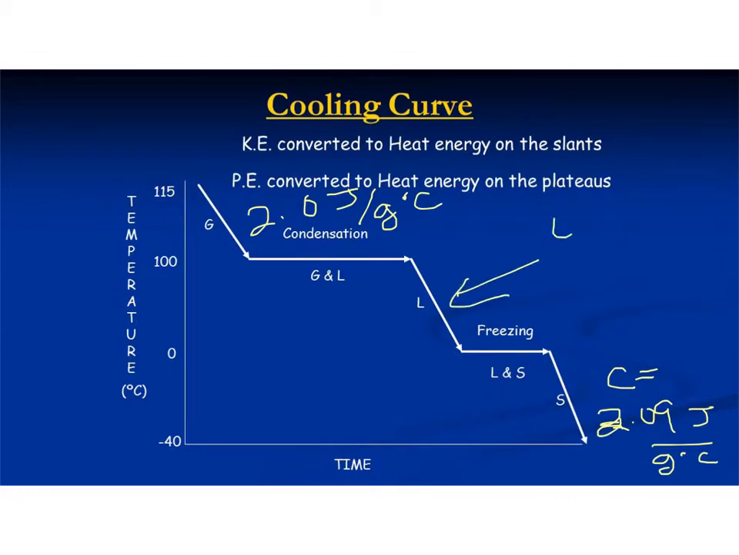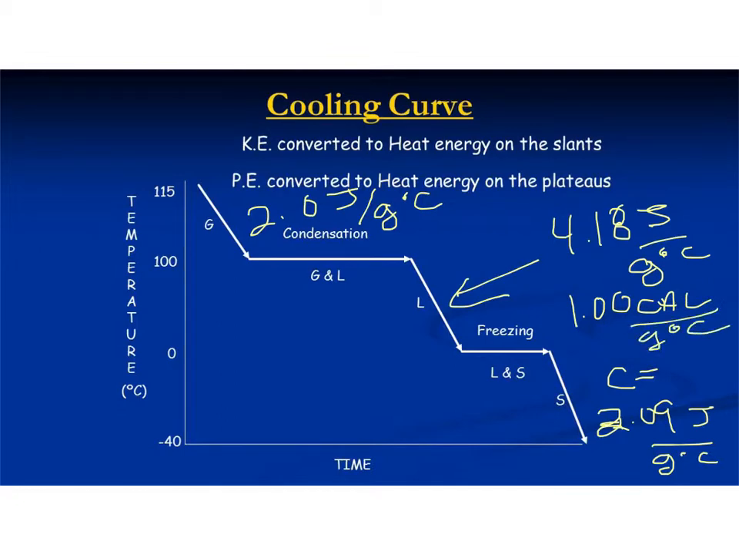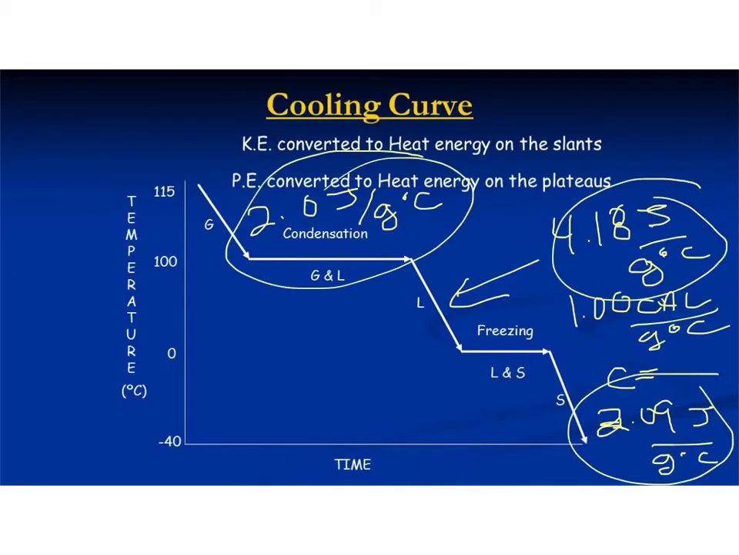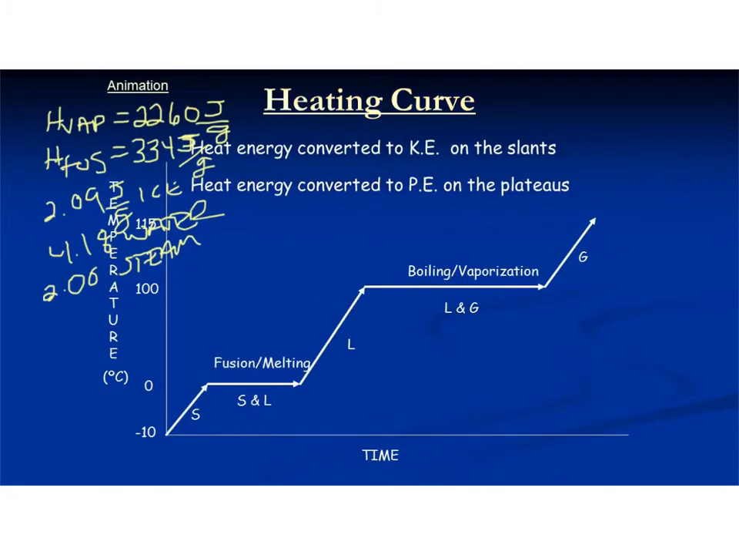And here, remember, it's 4.18 joules per gram degree C, or this one is also 1 calorie per gram degree C. But I'm mostly going to give it to you in joules. You have to look at these, and I won't tell you to memorize those numbers. You will be given those numbers on a quiz or a test, but you need to know where to apply them. Okay, so now we know the parts of the curve and what's happening on each part of the curve.